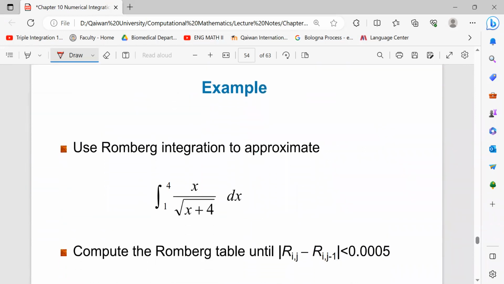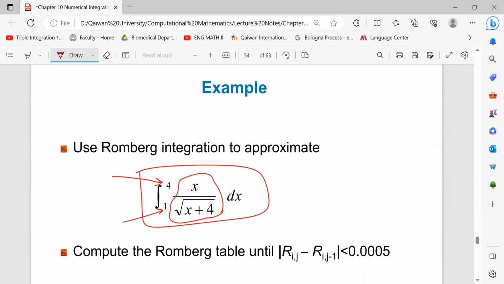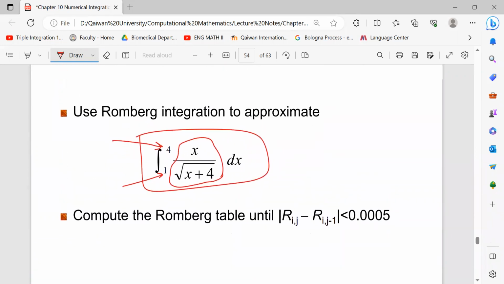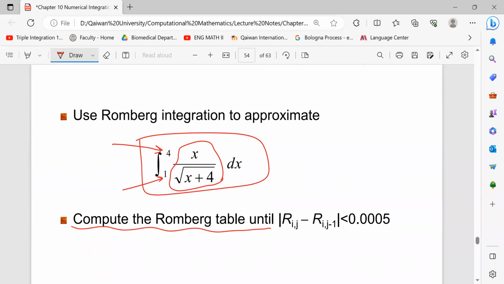Look at this example. It says, use Romberg integration to approximate this integration. This is our integration, we need to evaluate it. This is f of x, from x0 to xn. It says compute the Romberg table until Rij minus Rij minus 1 is less than 0.305. Until we get this, we need to continue.